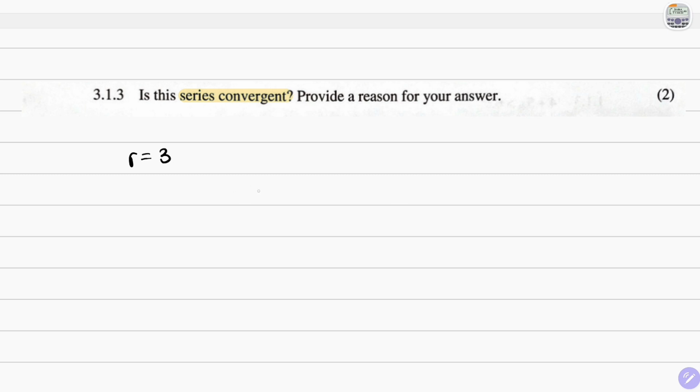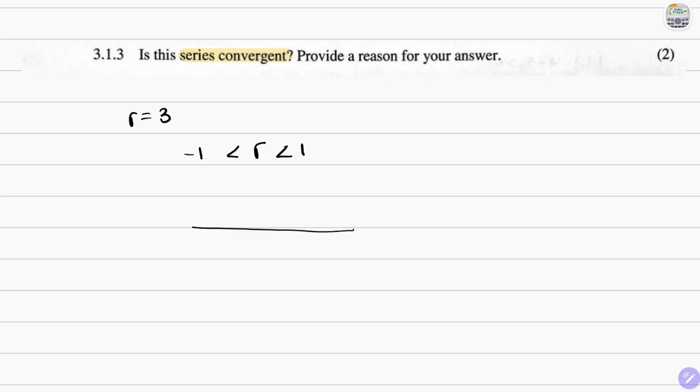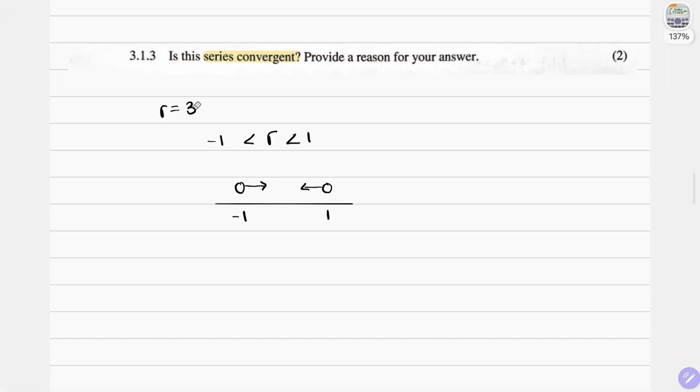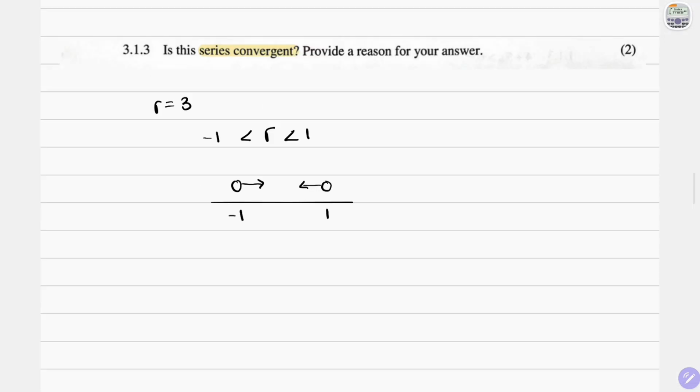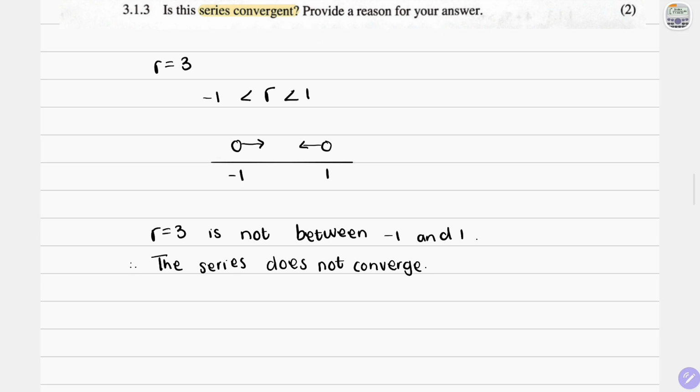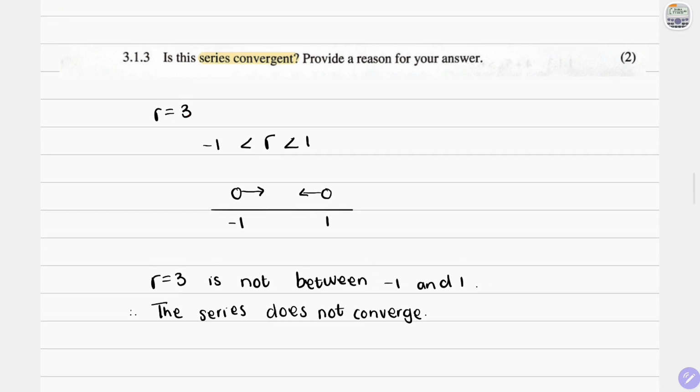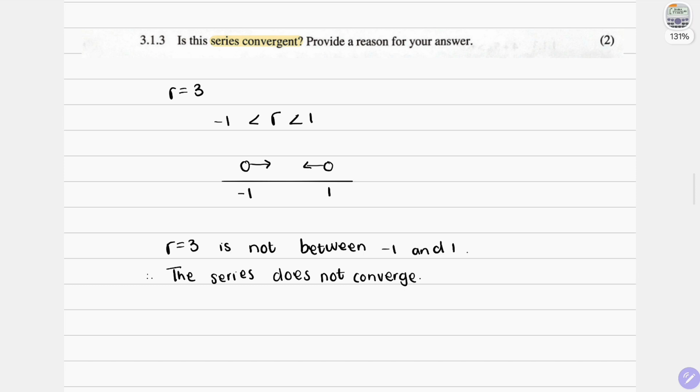You see that R was equal to 3. For it to converge, R should be greater than -1 but less than 1. So we see that 3 will not lie in this range. It is not greater than -1 but less than 1. So we can finally just tell them 3 is not greater than -1 but less than 1. Therefore, the series does not converge. This R value is not between -1 and 1, therefore the series does not converge. And that is our answer. Moving on to the next question.